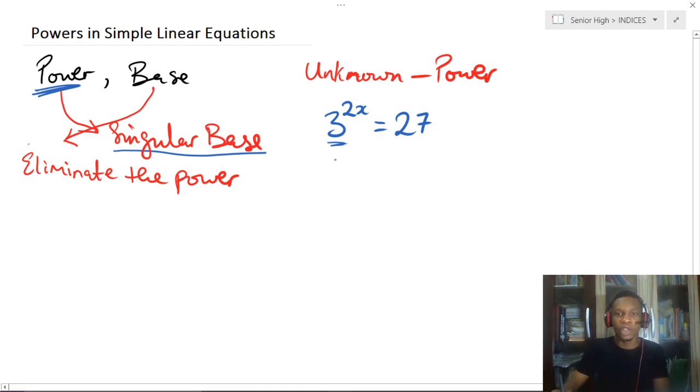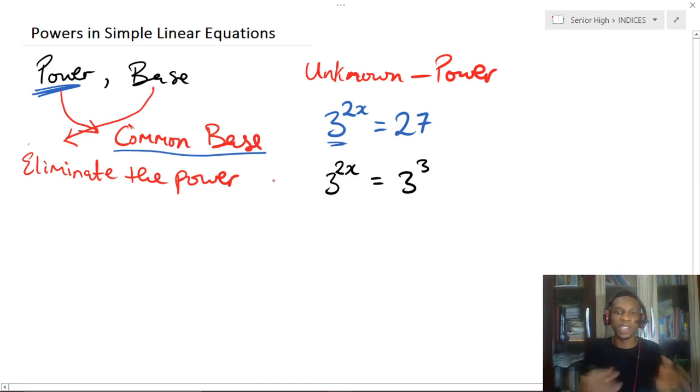So what are we doing here? We're writing everything in a singular base. So here is 3 raised to the power of 2x and 3 raised to the power of 3. Very good. Now what's the next thing you do? We can then take away the bases. Once the bases are the same everywhere, I think I should change that word from singular base to common base. I think common suffices well.